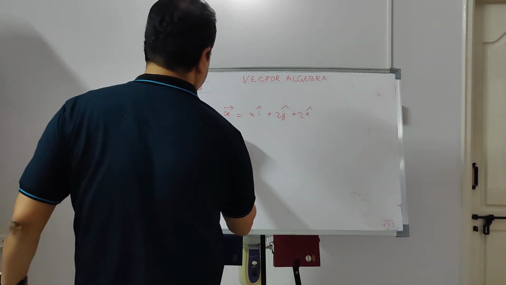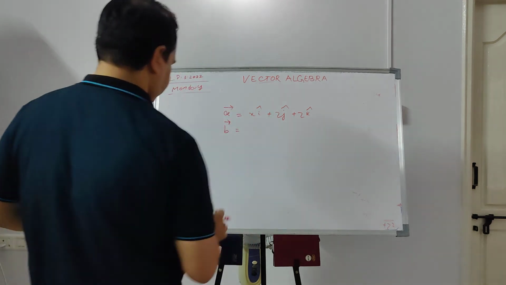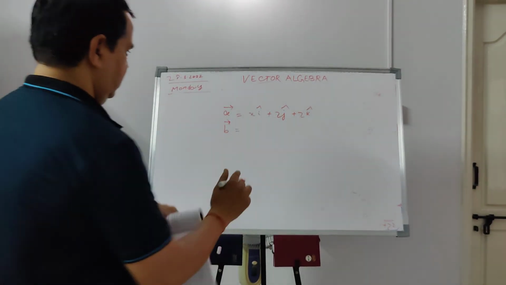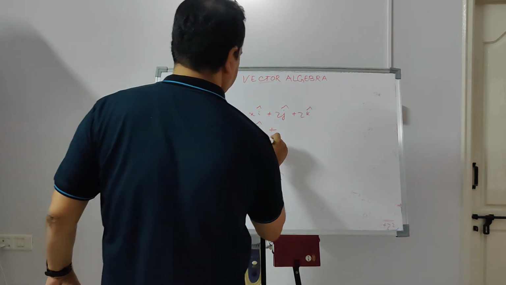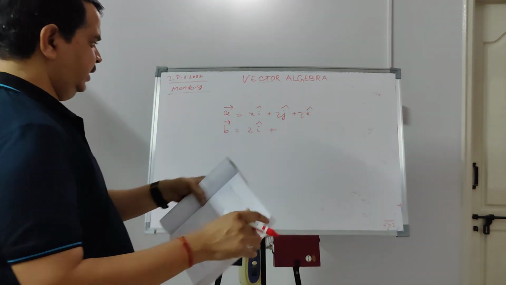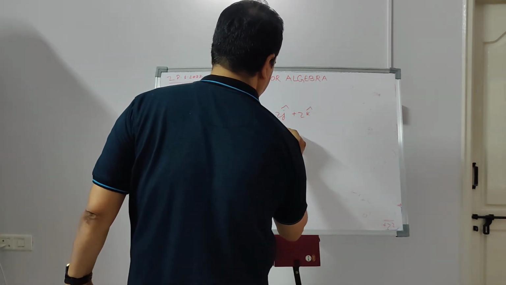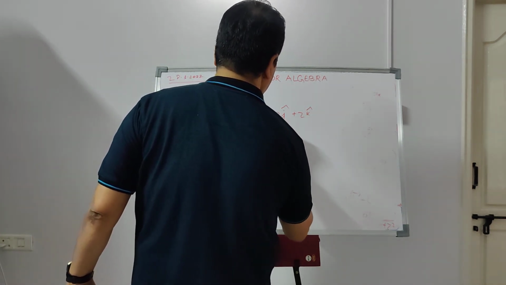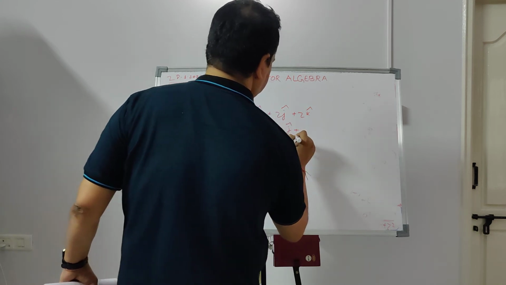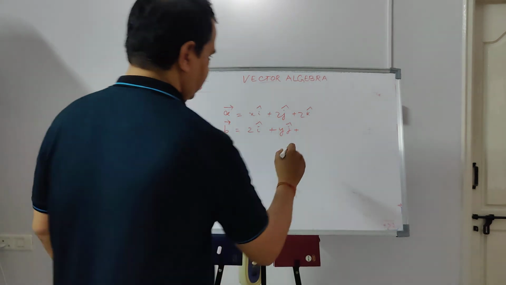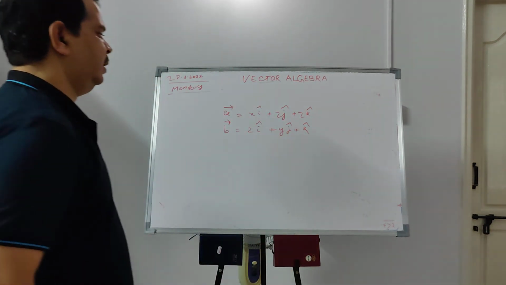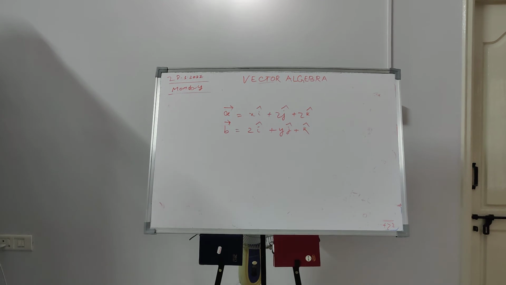Then I have another vector, b equal to 2i plus yj plus k. Okay. So the question is, find the values of x, y, z to make a and b equal. For two vectors to be equal, their magnitude and direction should be the same.